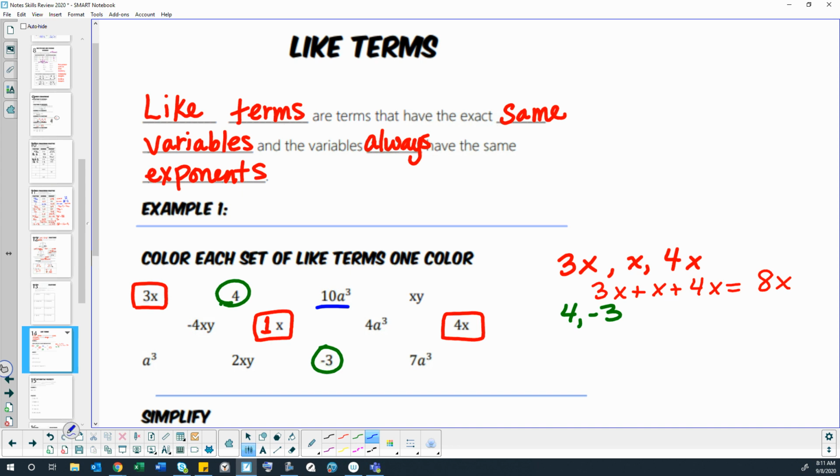10a cubed. Anything else that just has a cubed on it? Yeah, we've got 7a cubed. We've got a 4a cubed, and then we've just got that single a cubed over here, correct? So 10a cubed, 4a cubed, a cubed, and 7a cubed. Those are all like terms.